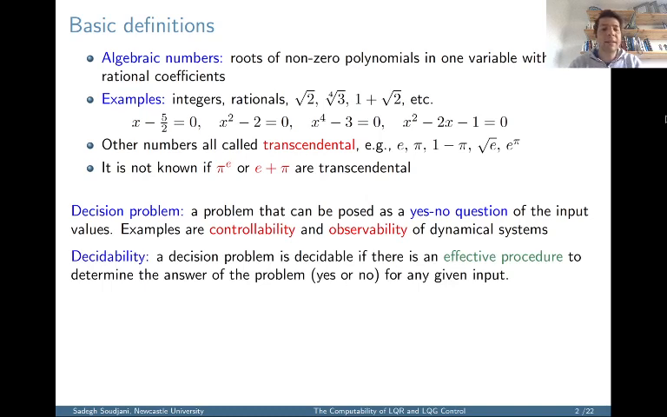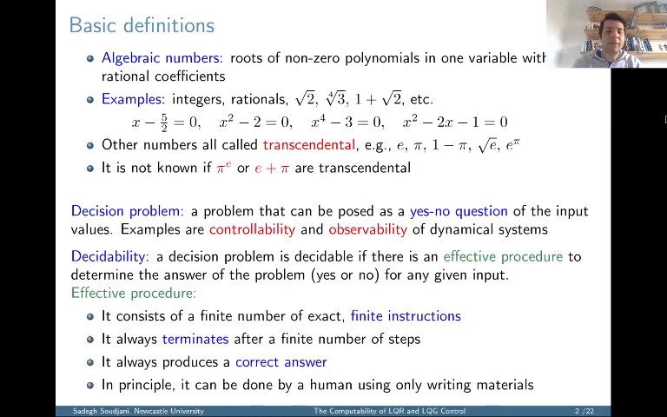When we talk about decidability of decision problems, we mean if there is an effective procedure to determine the answer of the problem for any given input. So we are looking for an effective procedure that gives us a yes-no answer to the question. And the effective procedure should consist of a finite number of exact finite instructions. It should always terminate after a finite number of steps, and it always produces a correct answer. And in principle, it can be done by a human using only writing materials.